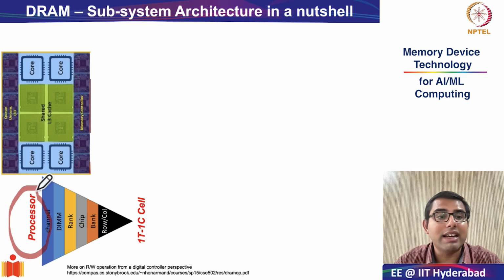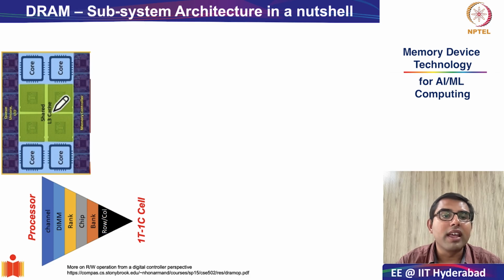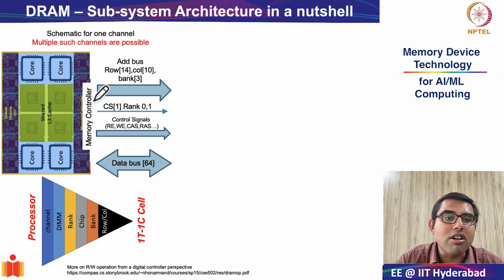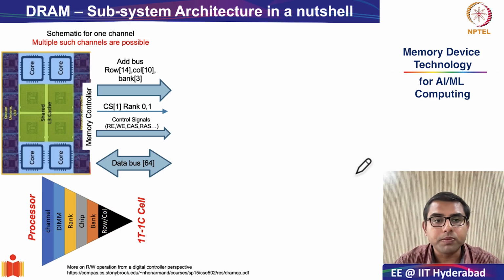What I have essentially done is I have first drawn the processor subsystem for you. As you know, the processor subsystem in modern CPUs consists of shared L3 caches and L1, L2 caches belonging to individual cores. Here we can see that this particular processor has 4 cores, and through this memory controller it is going to interact with your main memory or your DRAM subsystem.